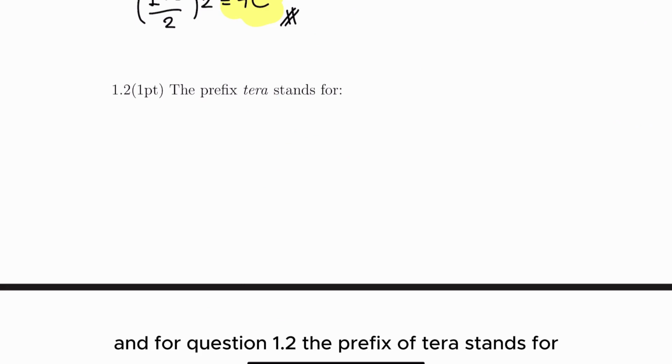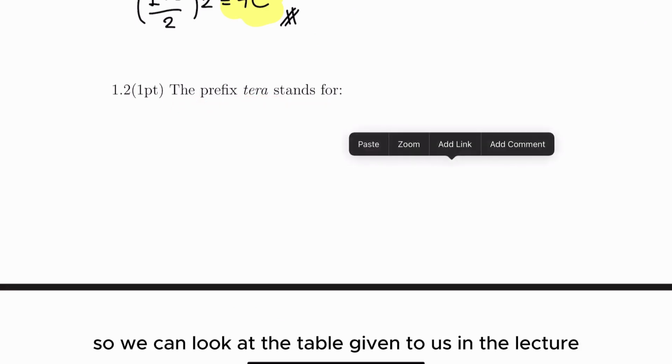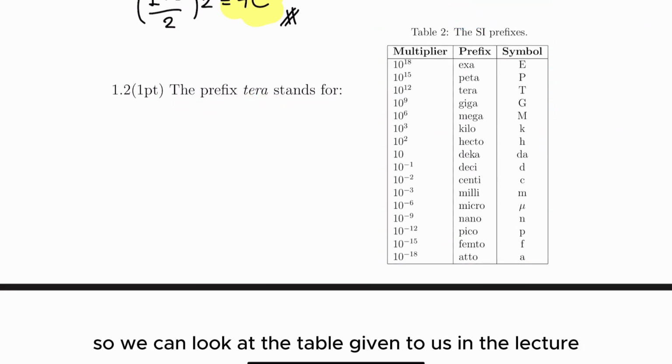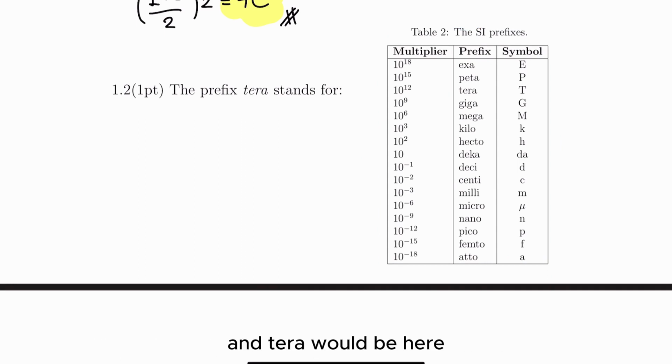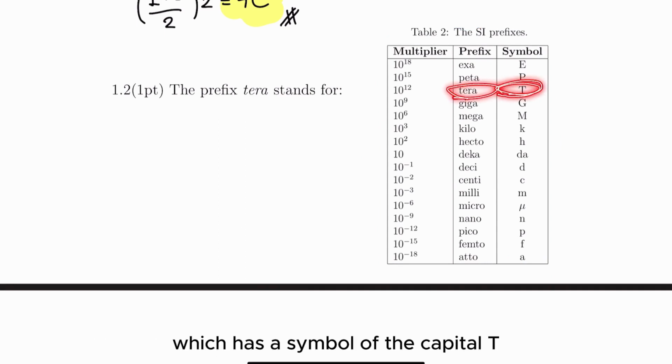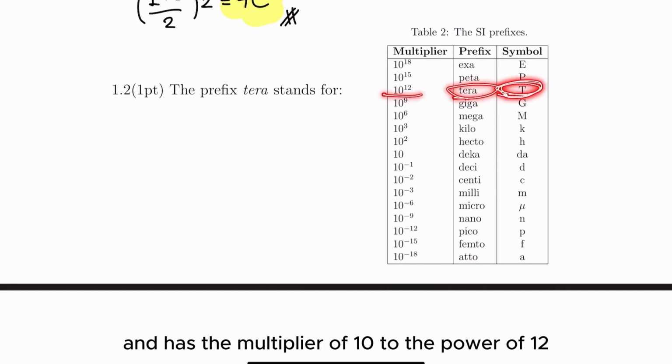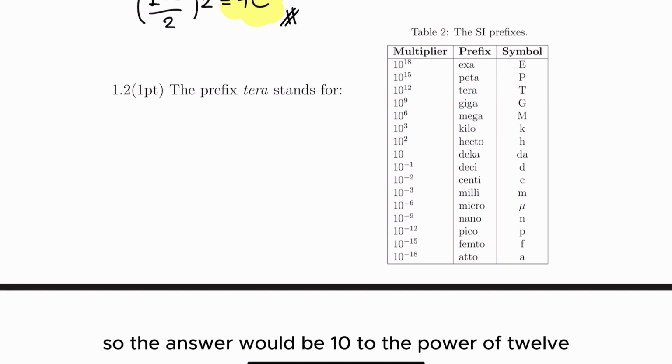For question 1.2, what the prefix tera stands for. So we can look in the table given to us in the lecture, and tera would be here, which has a symbol of capital T and has the multiplier of 10 to the power of 12. So the answer would be 10 to the power of 12.